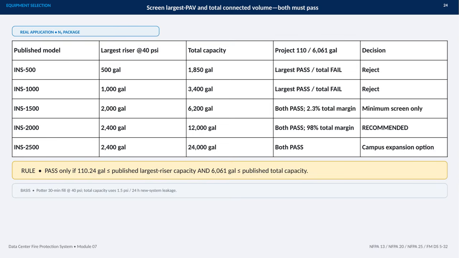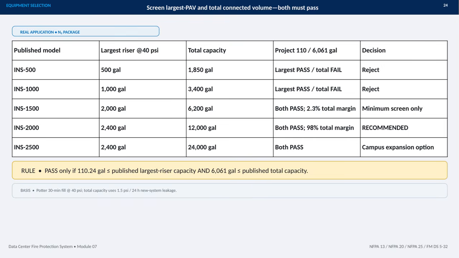Both conditions must pass. The smaller INS 500 and INS 1000 models pass the largest riser check, but fail on total capacity, so they are rejected. The INS 1500 passes both requirements, but with only a 2.3% total margin. That makes it the minimum acceptable selection, rather than the preferred one.